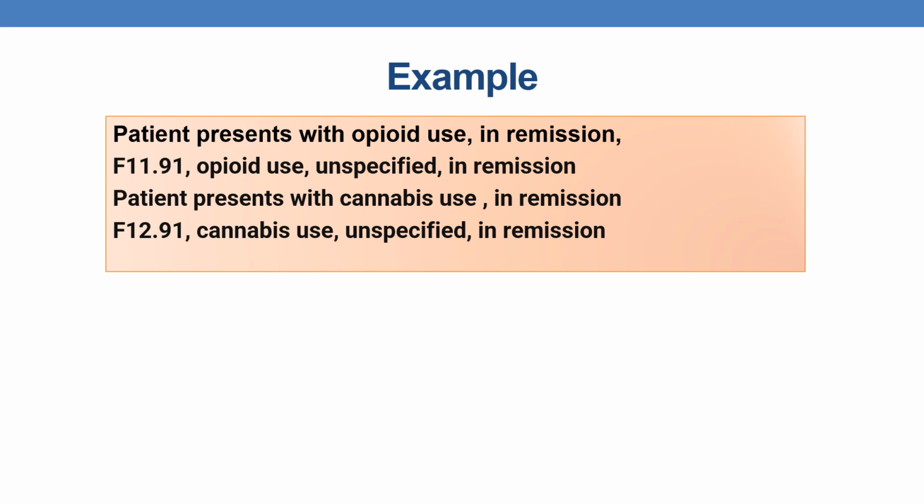Now let us see some of the examples. The first is patient presents with opioid use in remission. Here the physician clearly documents in remission. So the appropriate code is F11.91, opioid use unspecified in remission. Next example is patient presents with cannabis use in remission. So the appropriate code here is F12.91, cannabis use unspecified in remission. So there must be clear documentation of remission in the medical record by the provider in order to code those specific codes.